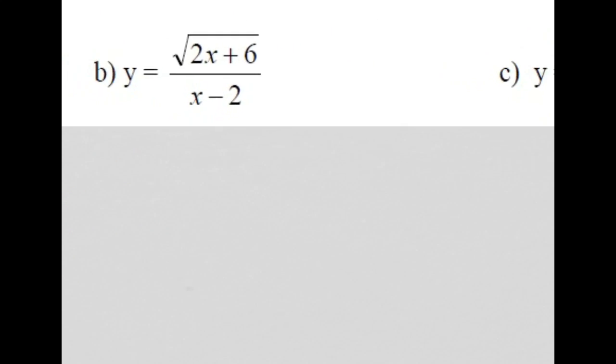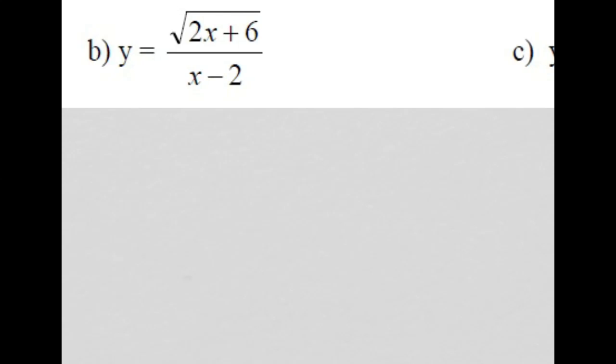Cool. Let's look at this one. Same idea here. We want to find zeros. Anytime you want to find the zeros of a function, just set that function equal to 0. So let's do that here again. Instead of saying y equals blah blah blah over blah blah blah, let's say 0 equals blah blah blah over blah blah blah.